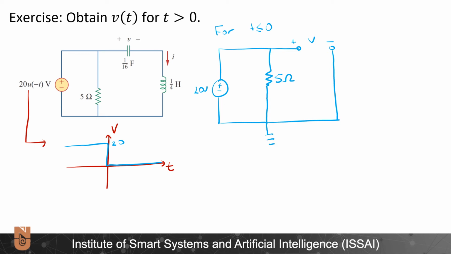Assuming that here I have the reference node, the voltage at this node will be equal to V. And therefore I will have V0 equal to 20 volts. And no current can flow through here, and all currents will flow through 5 ohms. So therefore I0 over the inductor will be equal to 0 amperes. So this way I found my initial conditions for this circuit.